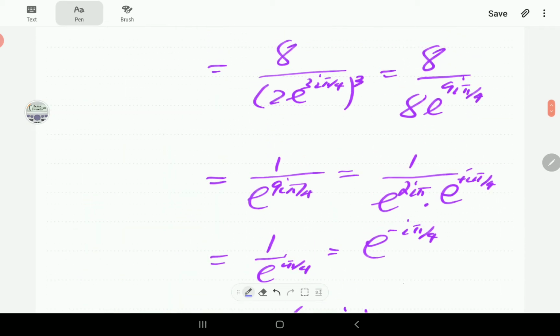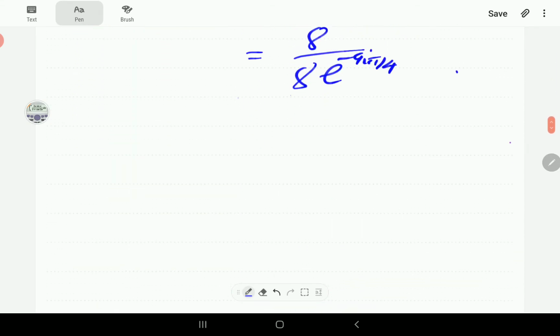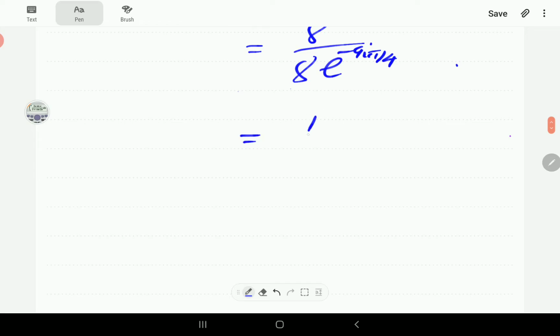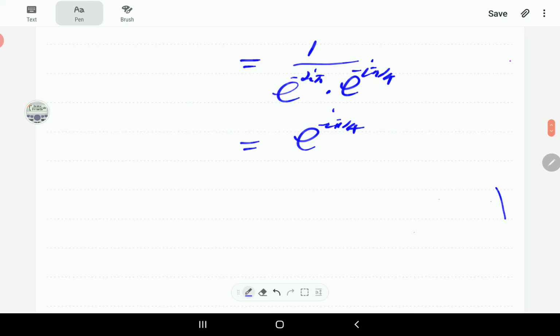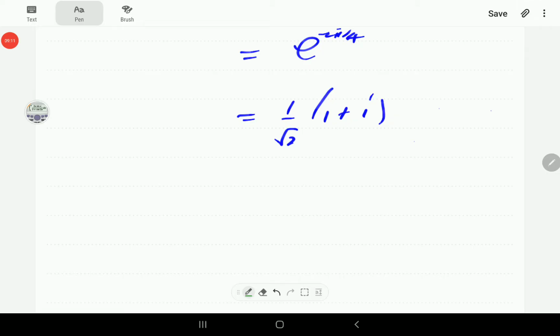This is now going to be similar to what happened here, because this is 1 over e to the minus 2iπ times e to the minus iπ/4. But e to the minus 2iπ is 1. So this time, this thing is going to give us e to the iπ/4, which is the one in the first quadrant. So this is what we are going to get.